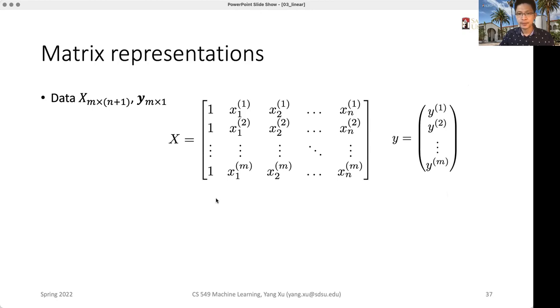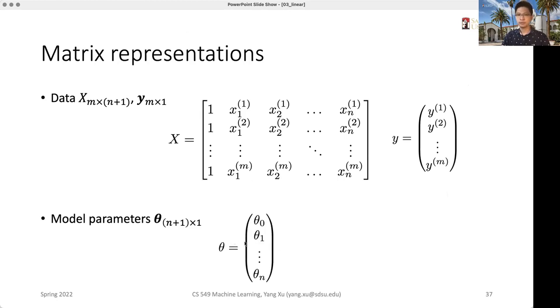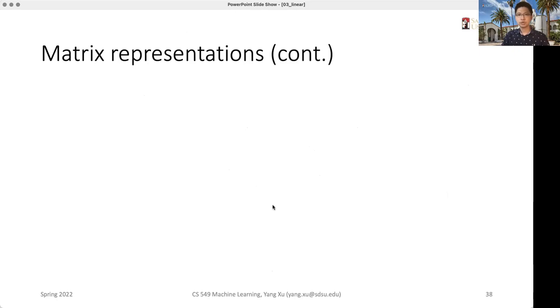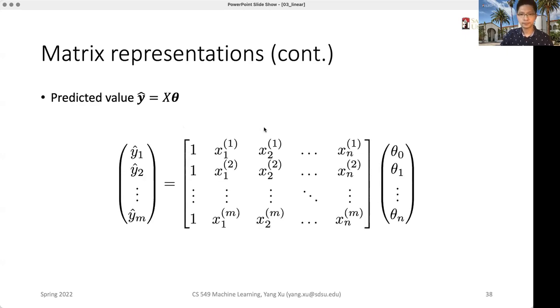Okay, so let's further represent our model's parameters with a theta vector, which is n plus 1, because we have parameters from theta 0 to theta n. So that's n plus 1 rows of parameters, which is written like this. So we can make predictions by multiplying the matrix X with the vector theta. And if we write it down, it'll be like this.